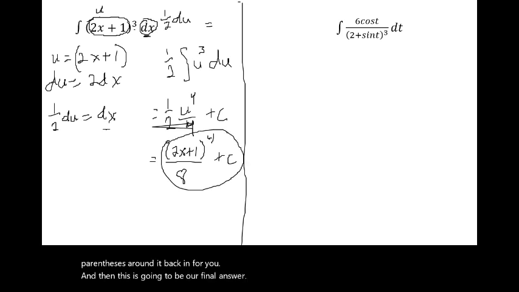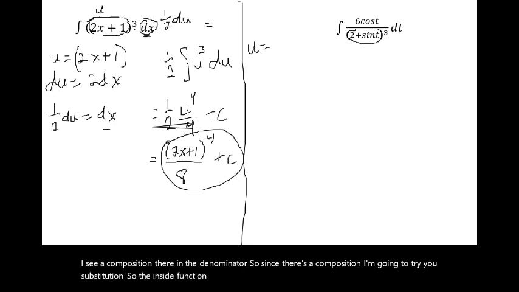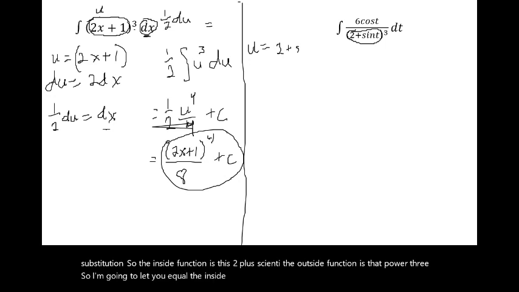So for this next one, I see a composition there in the denominator. Since there's a composition, I'm going to try U-substitution. The inside function is this 2 plus sine t. The outside function is that power 3. So I'm going to let u equal the inside function, 2 plus sine t.